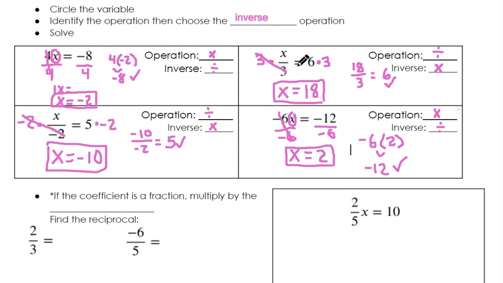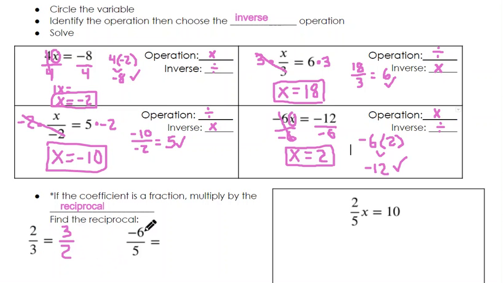All right? Okay, sometimes you'll have fractions in front of an x. And the way to get rid of fractions is, if the coefficient is a fraction, we multiply by the reciprocal. Reciprocal. We multiply by the reciprocal. Okay, so the reciprocal is that we just flip the fraction. So this is 2 over 3, right? So the reciprocal of 2 over 3 would be 3 over 2.